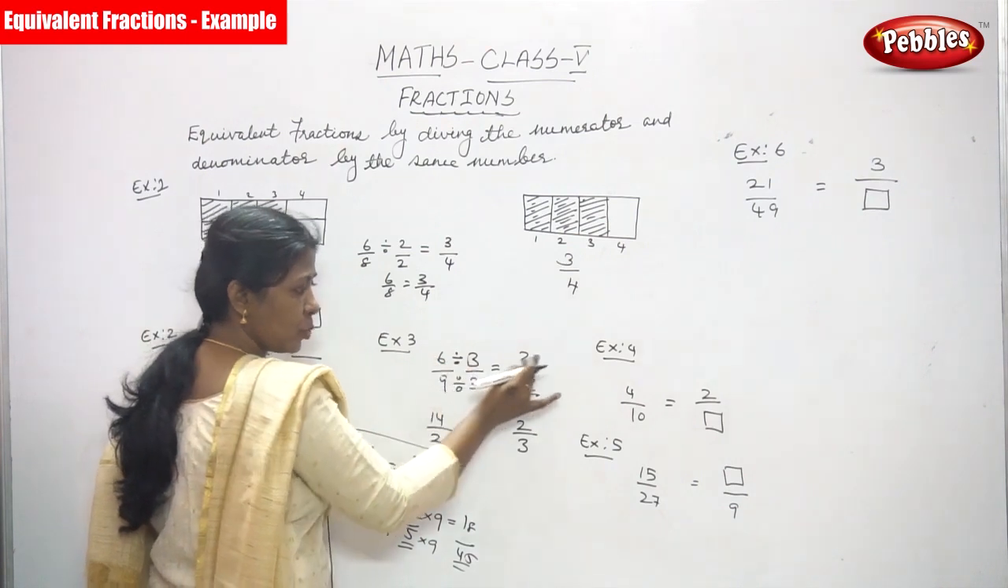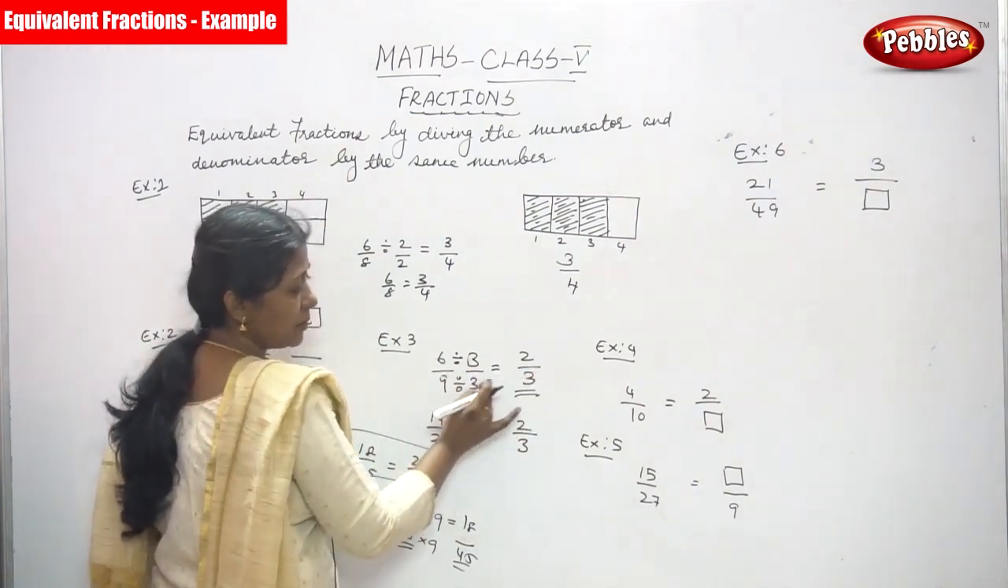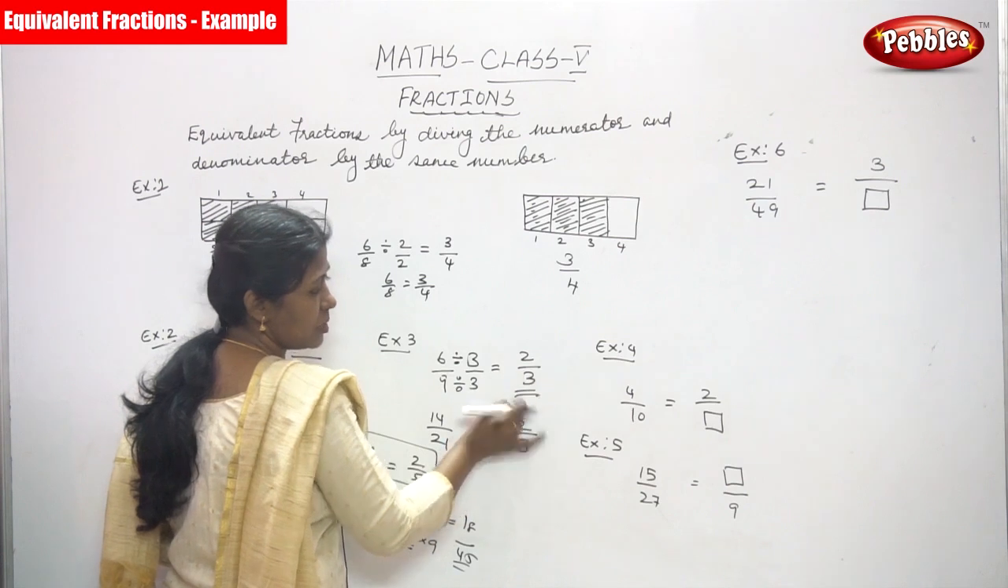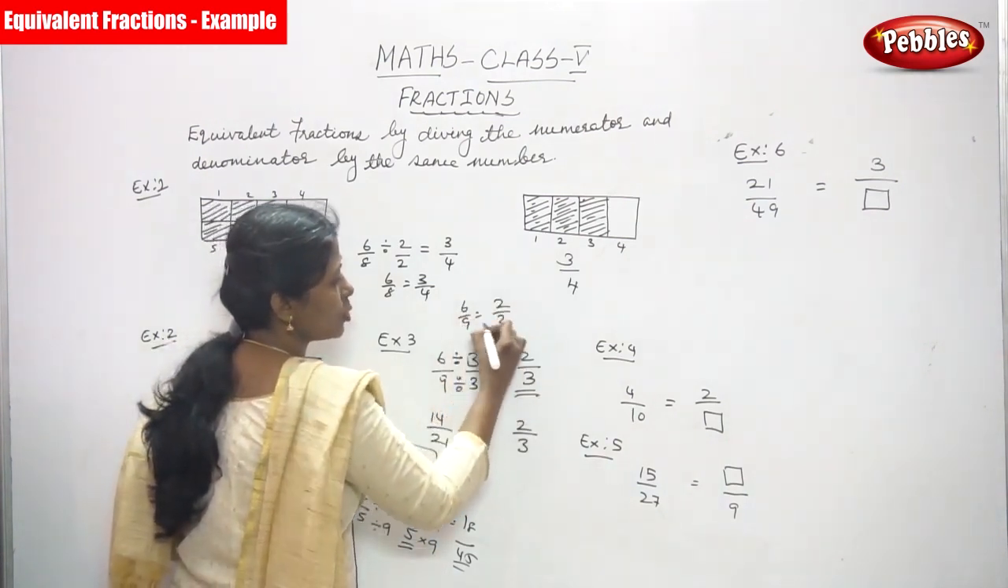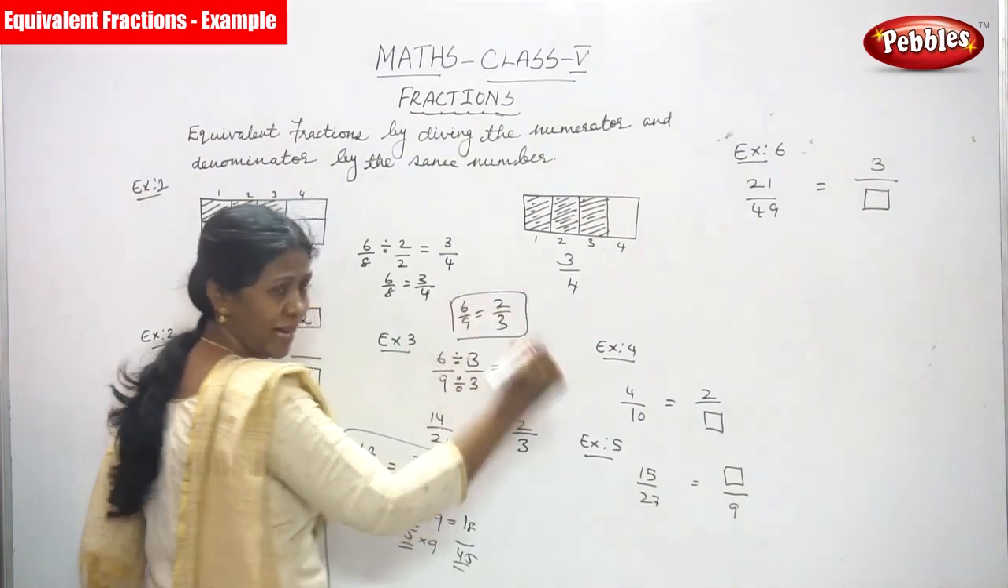6 is divided by 3, you can get 2, and 9 is divided by 3, you can get what? Again 3. The answer is 2 by 3. So 6 by 9 is equal to 2 by 3. So this is also an equivalent fraction.